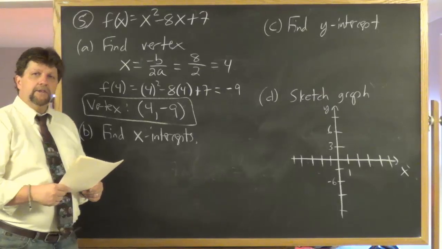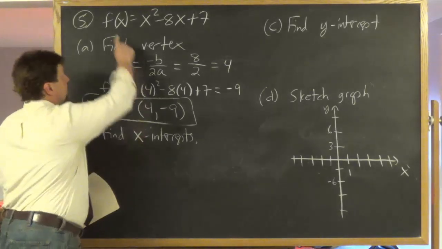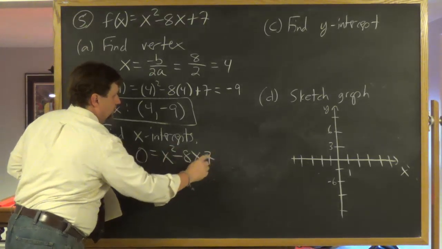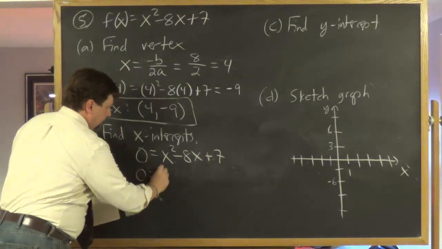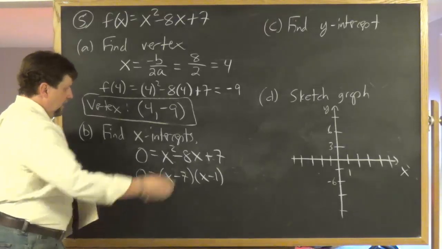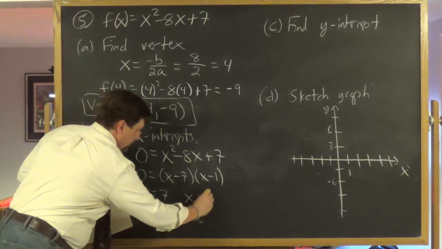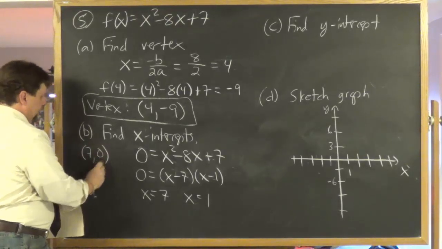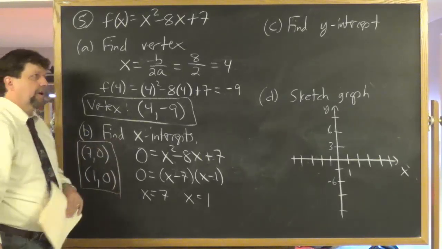Part B, determine the x-intercepts. Well, remember in general, to find x-intercepts, you let y equal 0. So that means you have to put 0 in here for f of x. And you have to solve this equation. Helps if I have it as a plus 7. And I think this factors pretty quickly to x minus 7 times x minus 1. Set each factor equal to 0, and you get x is 7 and x is 1. So the x-intercepts are at 7, 0 and 1, 0. So that's the answer to part B.